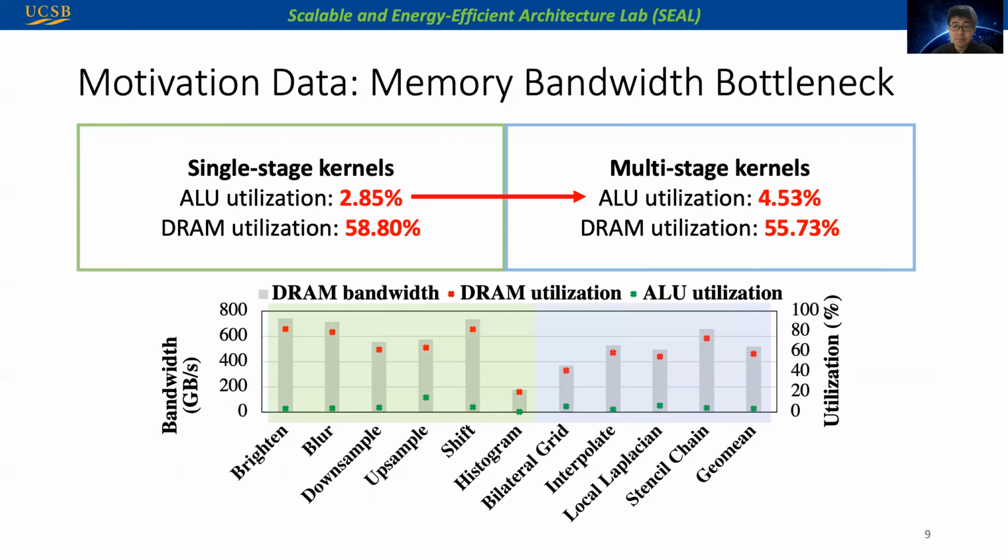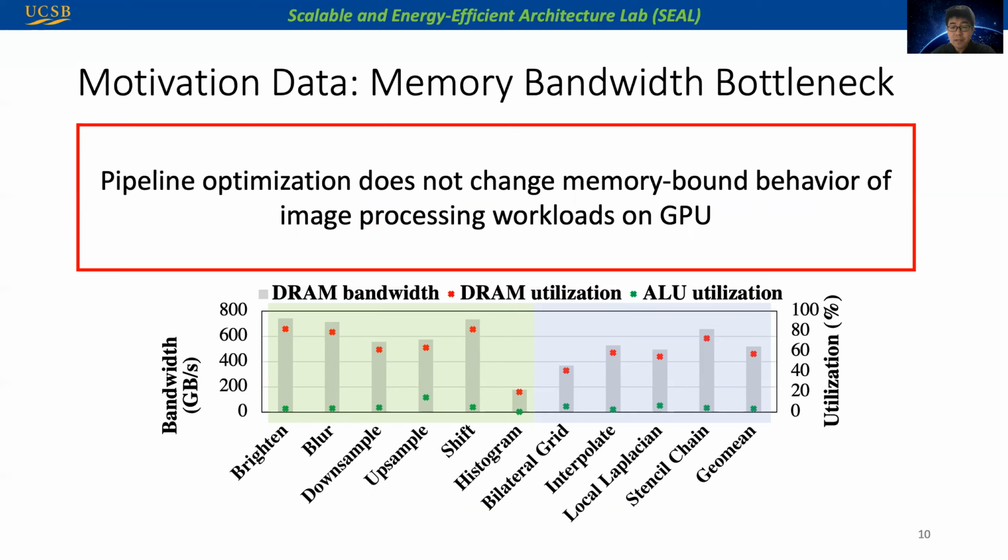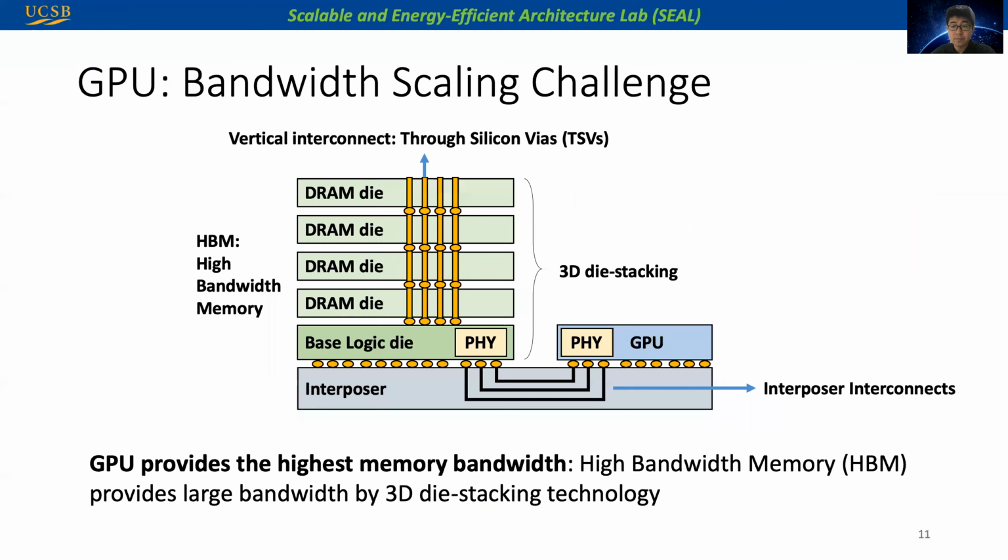Furthermore, to show the effect of pipeline fusion, we also compare single-stage kernels and multi-stage kernels with pipeline fusion optimizations. We found that after pipeline fusion, there is little improvement in ALU utilization, and the DRAM utilization is still high for multi-stage kernels. We conclude that pipeline optimization does not change the memory-bound behavior of image processing workloads on GPU.